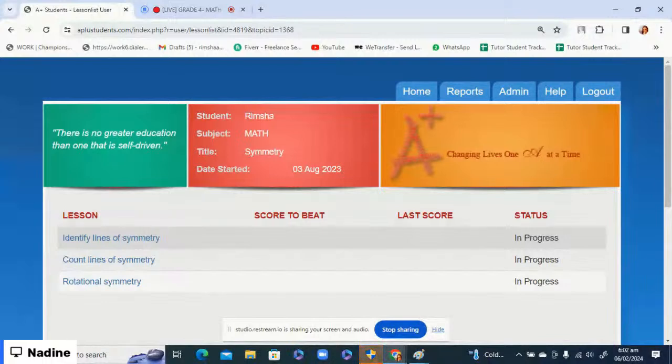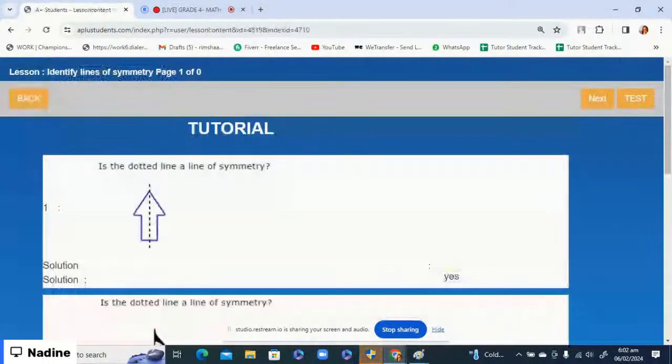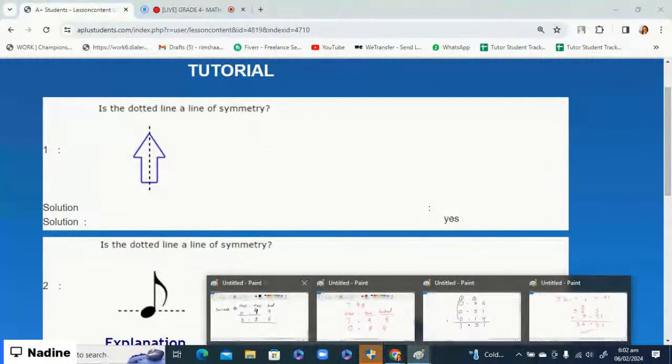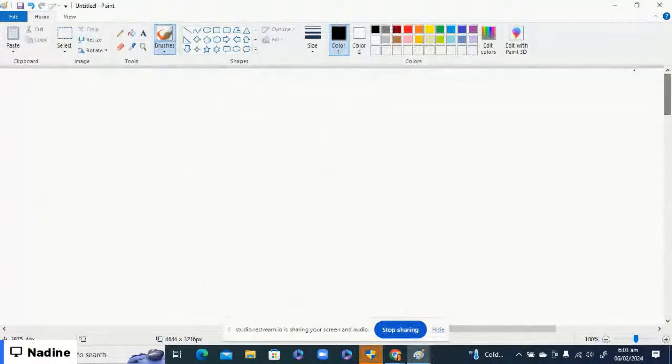Alright, so the first lessons are: identify the line of symmetry, count lines of symmetry, and rotational symmetry. First we open identify line of symmetry, and then we'll discuss what symmetry basically is. Okay, let me explain.